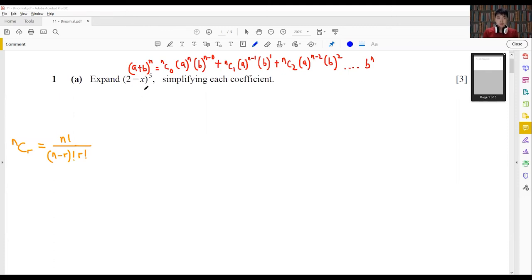Hello ladies and gentlemen, for this video we'll be looking into binomial expansion and we'll be mainly using these two formulas here. This is basically your binomial expansion formula and this is your combination formula which we will use in the later part of the video. Now let's look into the first example.